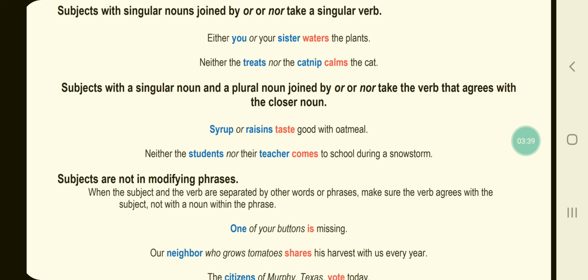Now, neither the students nor their teacher comes to school during a snowstorm. Now again the reciprocal. Here you see, children, the students is plural, their teacher singular. Henceforth we will take the closest noun to the verb.